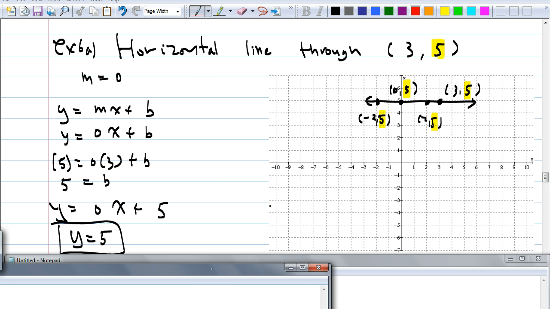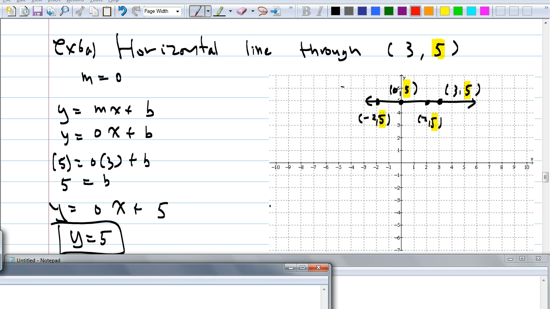So many times people get thrown off by that 3, right? That 3 just happens to be part of this point. But if it's a horizontal line that goes through (3, 5), every y coordinate is going to be 5, correct? And so slope is 0. You can plug in (3, 5) if you want to find the y-intercept, which is 5. You know the y-intercept is going to be 5 because if the point is (3, 5), it's going to hit the y-axis at 5, right?